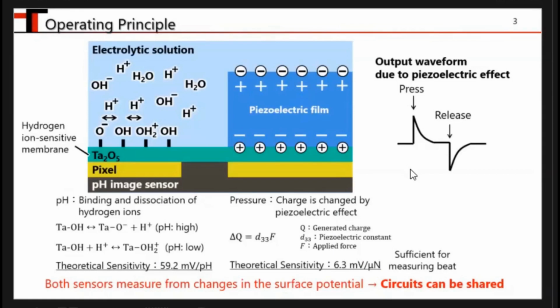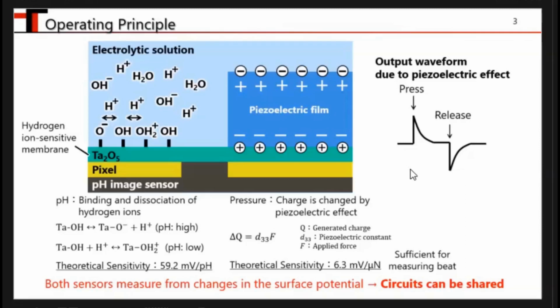And on the other hand, pressure image sensor, a piezoelectric film is attached to the pH imaging sensor, and when the piezoelectric film is deformed by applied pressure, the surface charge of the sensitive membrane changes and potential changes, and sensor output changes accordingly.